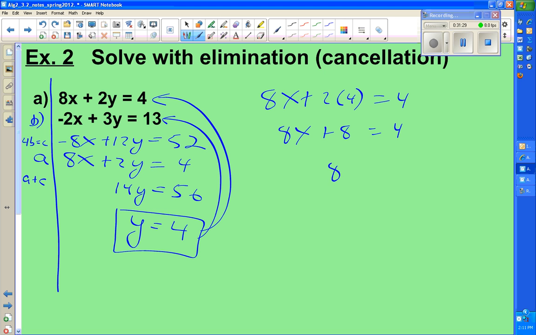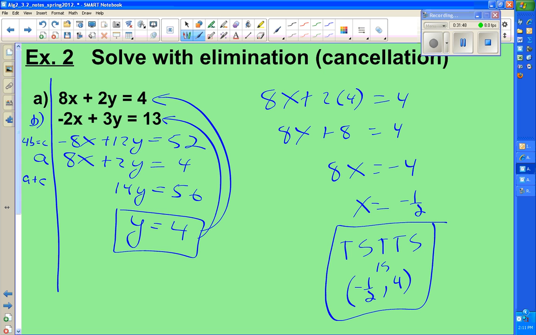Where should I check that answer? The second equation. I use the first one to get x. Check it in the second one. Negative 2 times negative 1/2, how much is that? Positive 1. And 4 times 3 is 12. 1 plus 12 is in fact 13. Okay. Any questions on that example?